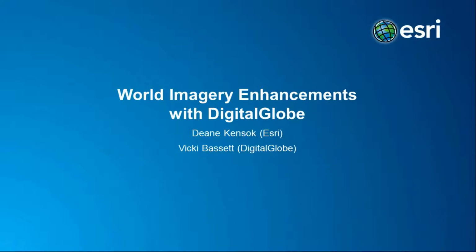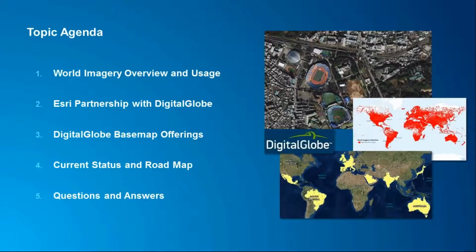Great, thanks Tamara. For the next 30 minutes or so, what we're going to be covering are these topics. First I'm going to provide an overview of our World Imagery map and describe how it can be used. Then I'm going to talk a little bit about the Esri partnership that we've recently set up with DigitalGlobe. Third, I'm going to hand it over to Vicki, and she's going to talk about some of the DigitalGlobe Basemap offerings. And then I'll come back and talk about the current status of our deployment of DigitalGlobe imagery and the roadmap for the next several months. And then, as Tamara mentioned, we should have some time for questions and answers.